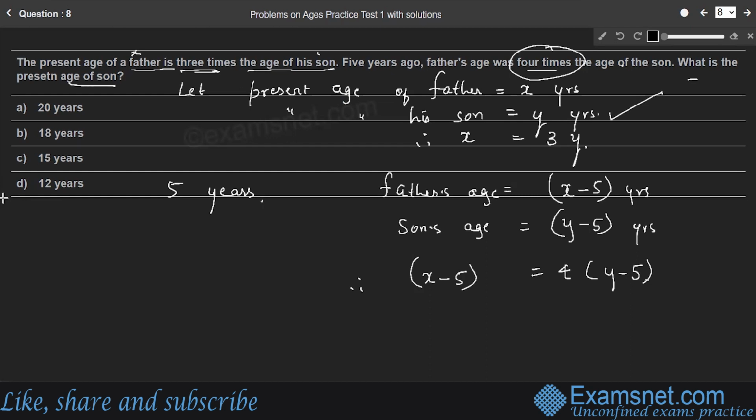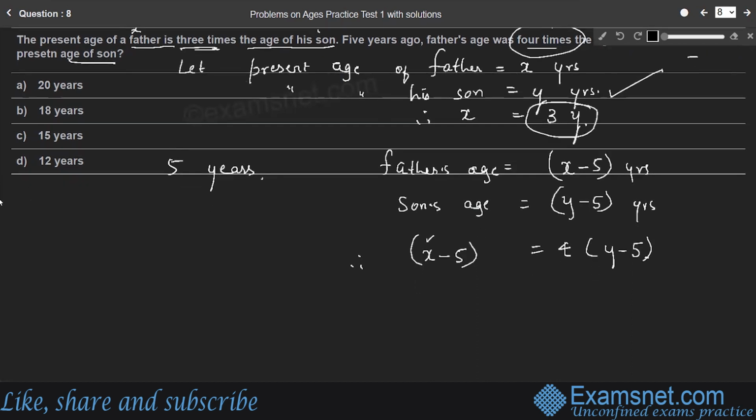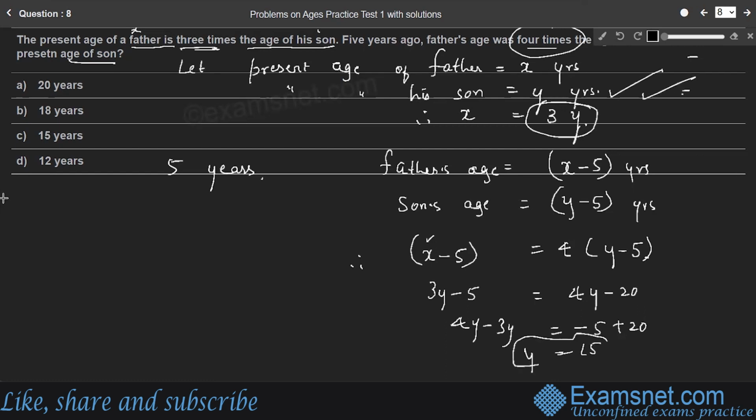So simplify it. In place of x, we'll write 3y, because the father's present age is 3 times his son's age, right? So we'll write 3y minus 5 is equal to 4y minus 20. Therefore, 4y minus 3y is minus 5 plus 20. So we have y as 15, right? So y, the present age of son, is 15 years. Hence option C is the right answer.